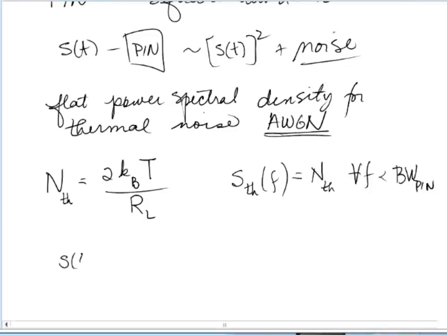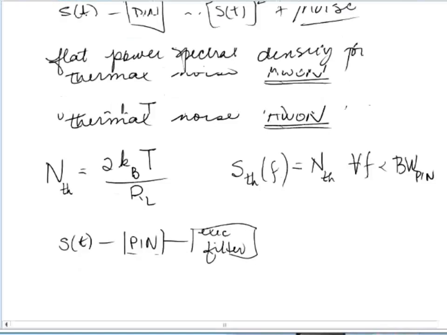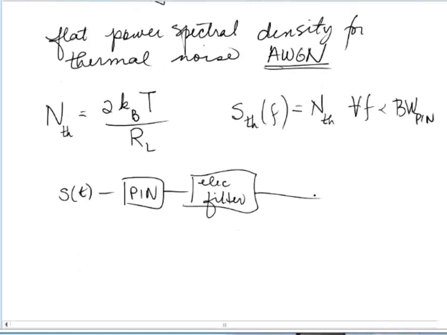So typical systems will take our signal, it comes in, it goes into a PIN, but then we'll also put in an electrical filter to limit this wideband noise and only let in an amount of noise which is necessary. Our electrical filter will have a bandwidth of its own, and this bandwidth will be selected so as to not cut off the signal but to cut off as much noise as possible. So what I would characterize this electrical filter as, we'll just put its transfer function.